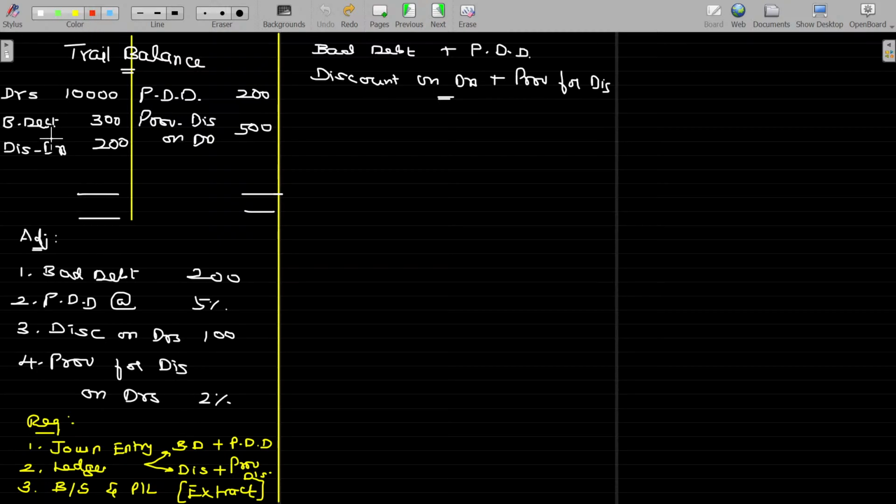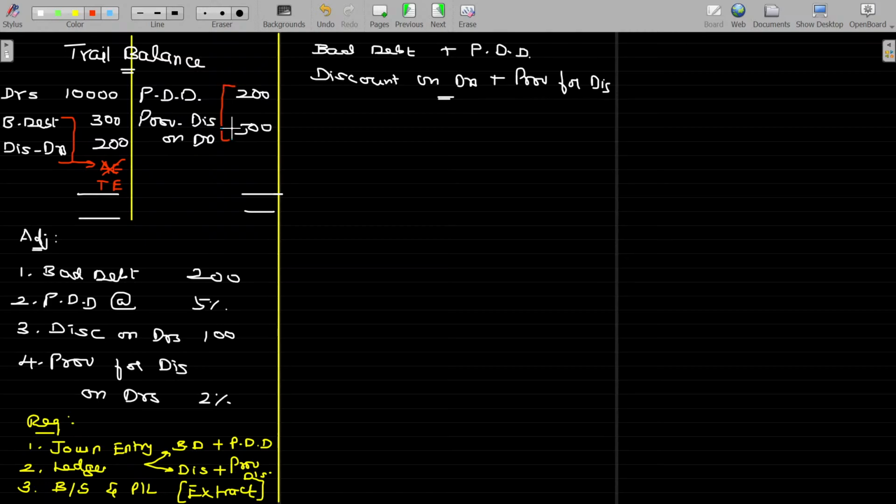Now, whenever the bad debt and the discount on debtors are appearing in the trial balance, what does it mean? With regards to these two, the adjustment entry is over. So you need not pass the adjustment entry for these two. But of course, we have to pass the transfer entry.